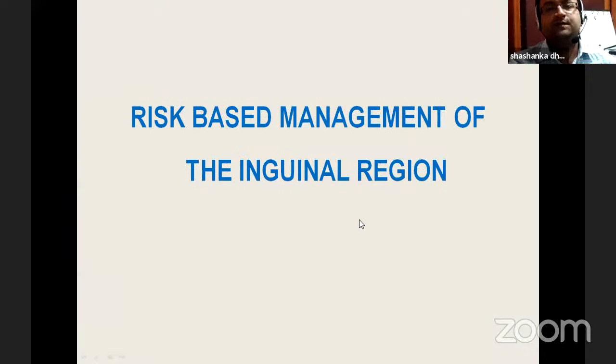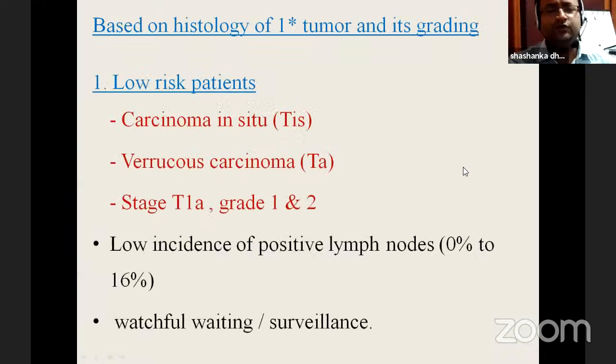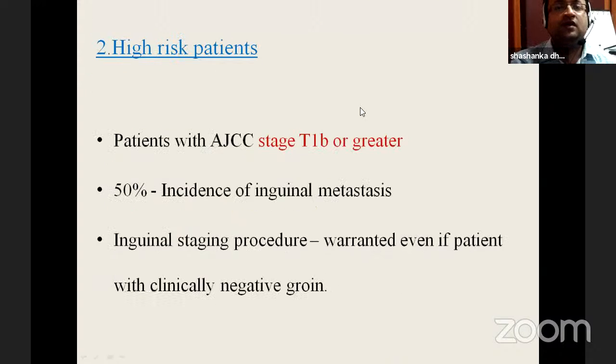Okay, risk-based management of the inguinal region. We don't need to go into too much detail of this topic. So for low-risk patients, carcinoma in situ, verrucous carcinoma, and stage T1a, grade 1 and 2, there's a low incidence of positive lymph nodes, so watchful waiting can be done. For high-risk patients, anybody with T1b or greater is considered high risk for inguinal lymph nodes. There's a 50% incidence. So a staging procedure is warranted even if the patient is having a clinically negative groin.